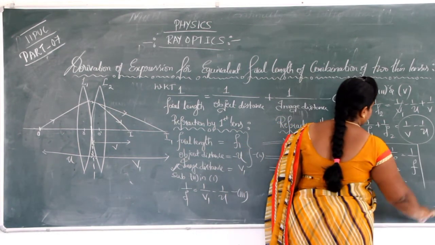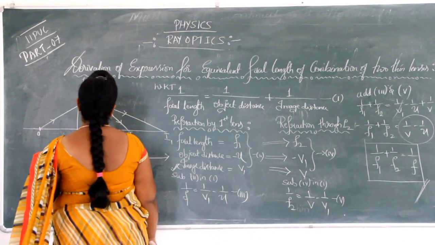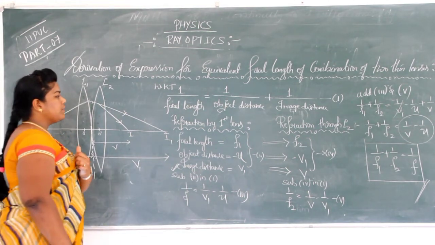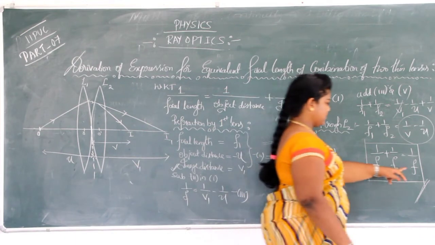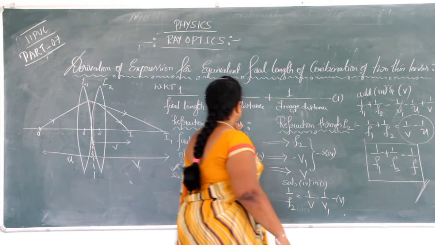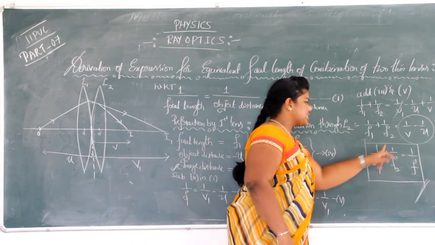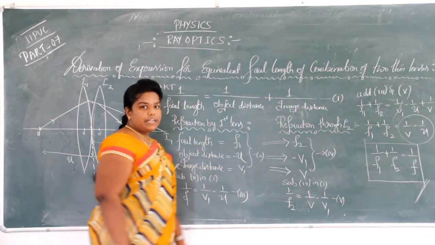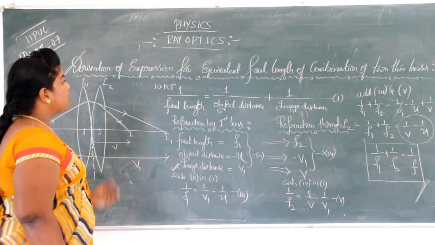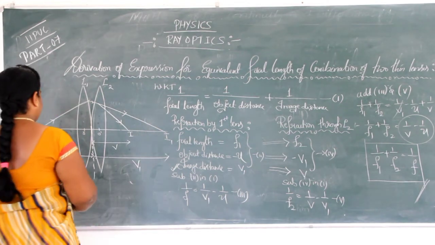So this is the expression for the equivalent focal length of a combination of two thin convex lenses in contact. So how to define that? The reciprocal of the effective focal length of a combination of two thin convex lenses is always equal to the sum of the reciprocals of the individual focal lengths. This is about the derivation of the focal length of a combination of two thin convex lenses in contact.